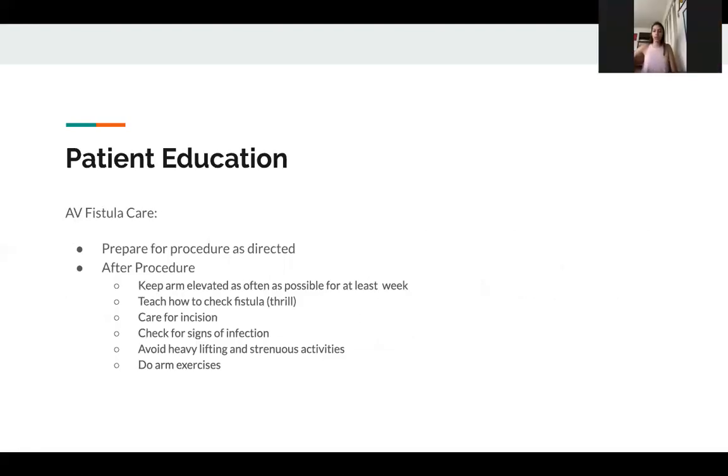All right, and so we need more patient education at this point. And like Chelsea mentioned, the AV fistula is kind of the main focus right now. So we obviously would want him to prepare for the procedure as directed. And then after the procedure, he'd obviously have to have some days off of work, which may be hard, but we want to make sure he knows that he needs to take care of this AV fistula so that it can work properly. And so we'd want him to keep his arm elevated as often as possible. Obviously, teach how to check the fistula, care for the incision, check for signs of infection, avoid any heavy lifting or strenuous activities, and then do arm exercises.